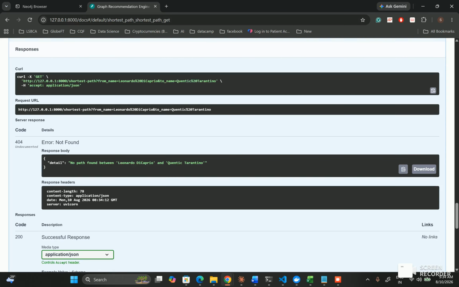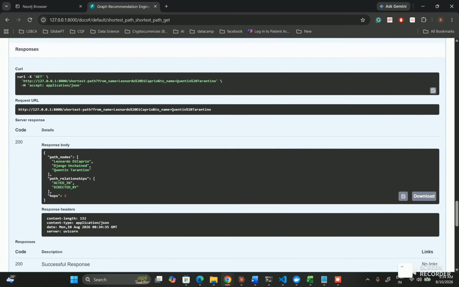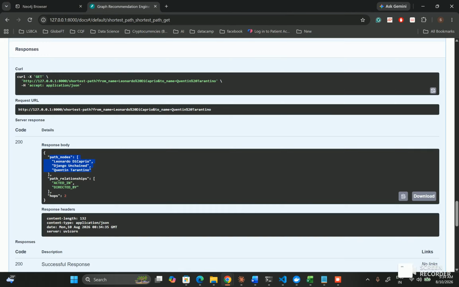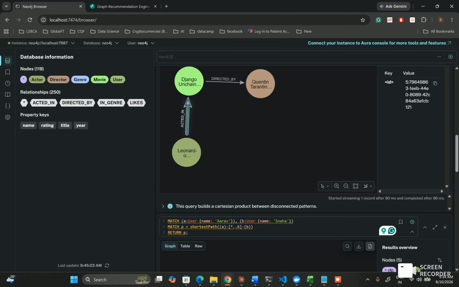Okay, it's not crashing after all. It was giving an error that it was not found. Let's see now. Yeah, see. Two hops. Leonardo, Django Unchained, Quentin Tarantino. So path nodes: Leonardo, Django Unchained, and Quentin. These are nodes, so these three are nodes. Path relationships: acted in, directed by. These are relationships. And hops are two, one hop, two hop.